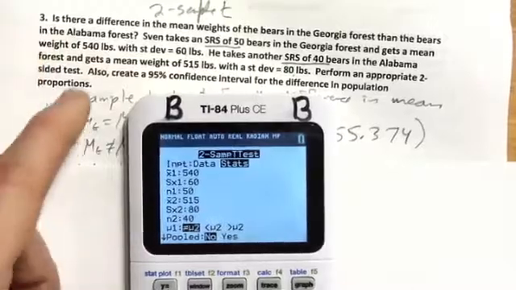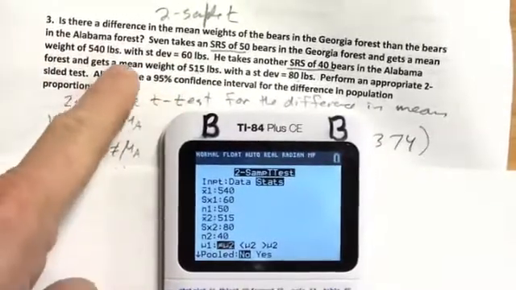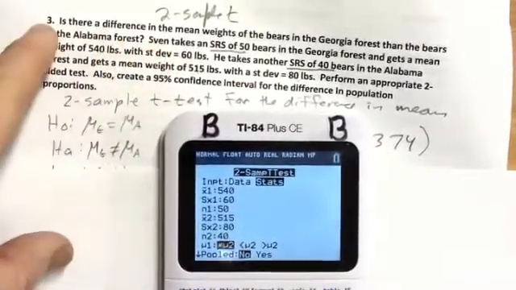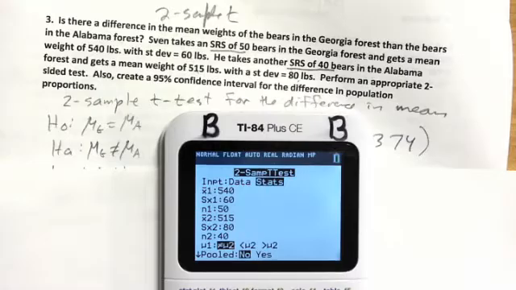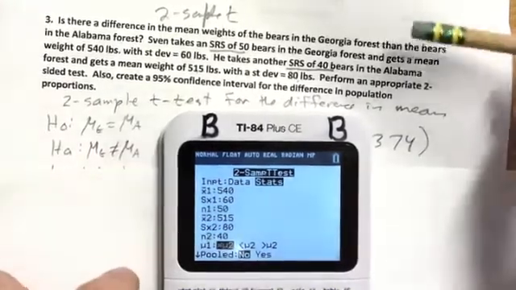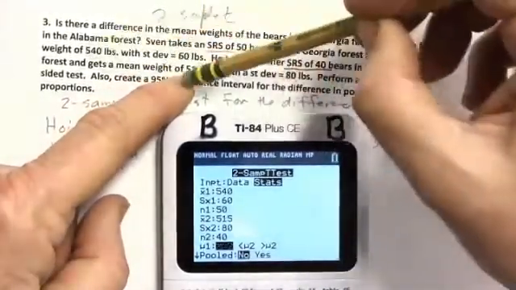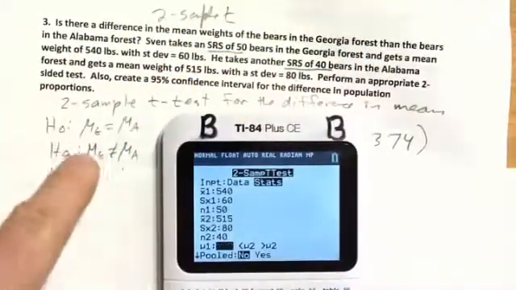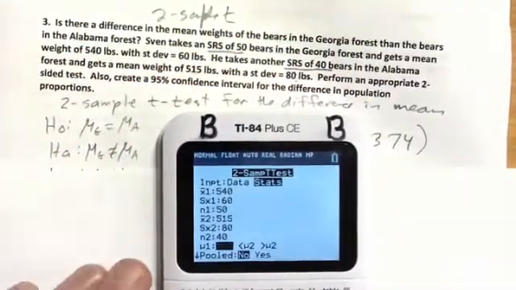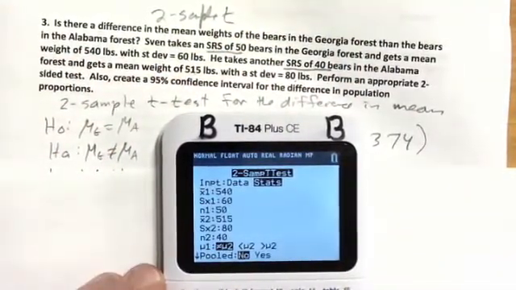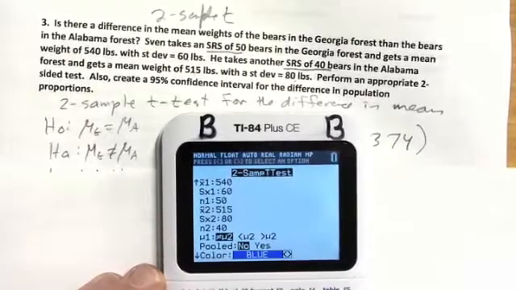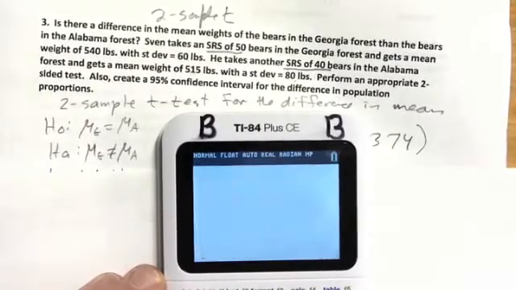The alternative here, notice it didn't say we suspect that Georgia is more than Alabama or Alabama is more than Georgia. So we've got to go with not equal to, and it's not considered ethical to look at the sample values and say, well, Georgia's bears weighed more in the sample, so I'm going to go with greater than. You're not supposed to do that. So this is a two-sided test. You always say no to pooled when your calculator asks you to pool. And so you hit calculate.